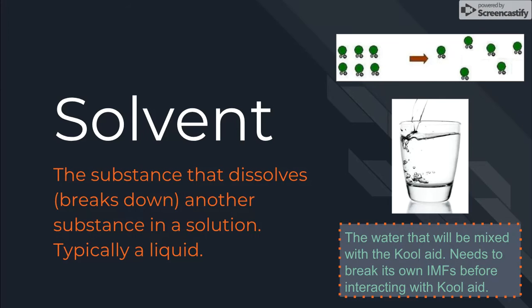The next definition is going to be the solvent. Solvents are what break down another substance in a solution, and it's typically a liquid. So in our Kool-Aid and water mixture, water is going to be our solvent. And again, before the solvent can interact with the solute and dissolve it, it needs to break its IMFs in order to do that interaction, okay?